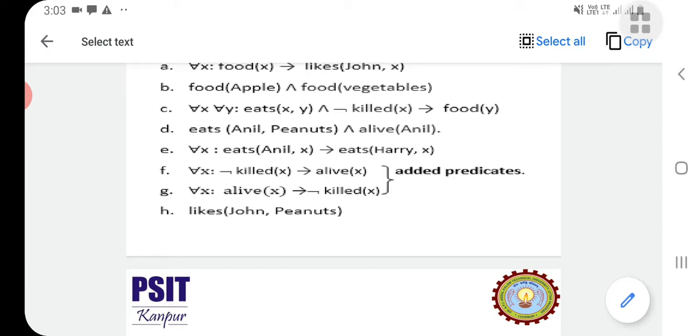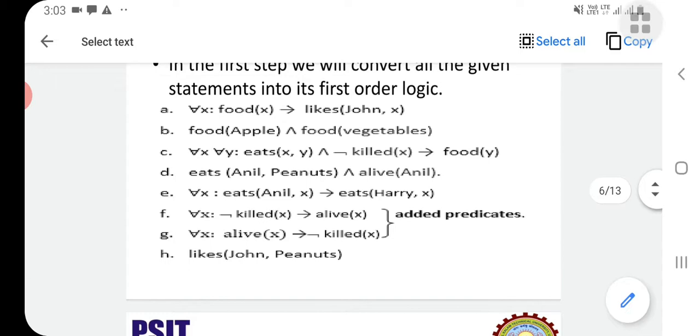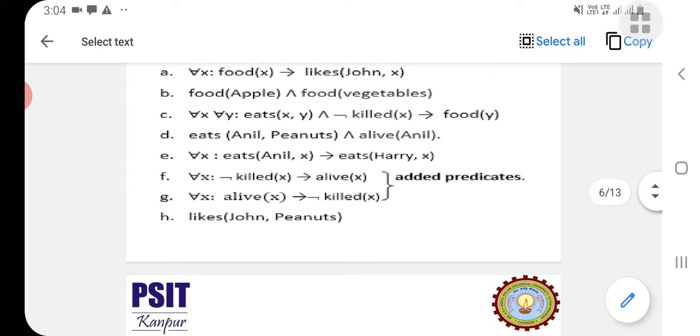Now in F and G, try to understand. For all x, negation killed(x) implies alive(x). Now we are adding these predicates. In these statements we are adding these predicates: negation killed(x) implies alive(x), and alive(x) implies negation killed(x). That means if you write killed(x) implies alive(x), or alive(x) implies negation killed(x), both are the same, so you can use this.